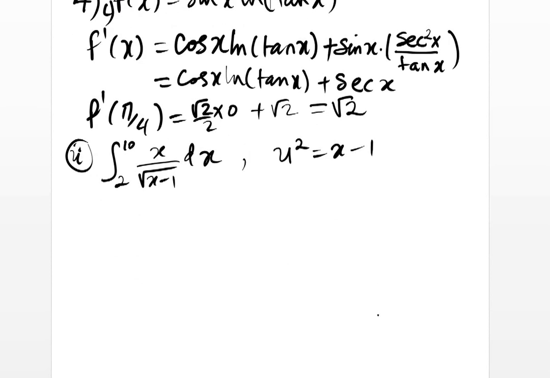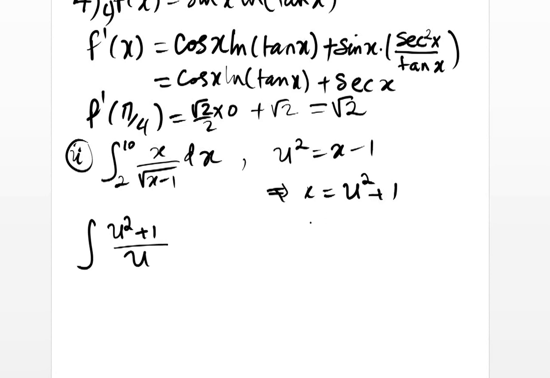For example, here, this one that is in terms of x, you have to change it now. Like here, x now will be u squared plus 1. Is that okay? And the limits will also change. So the integral becomes u squared plus 1 divided by square root of x minus 1, that's u, then dx.